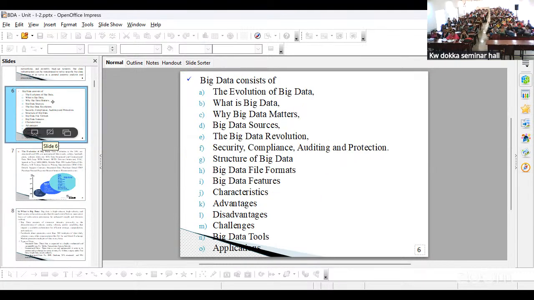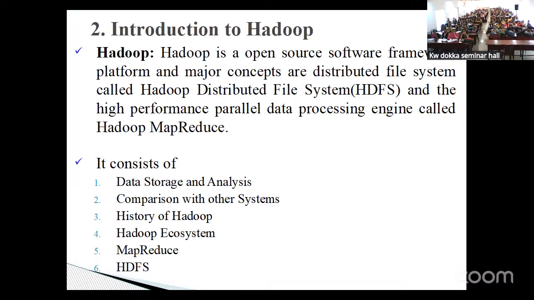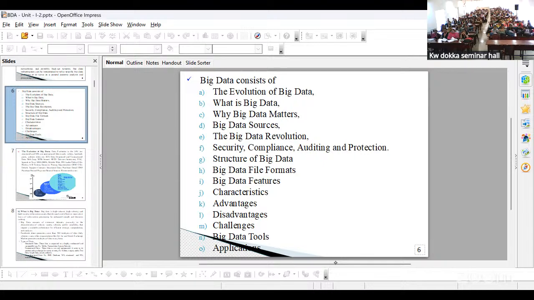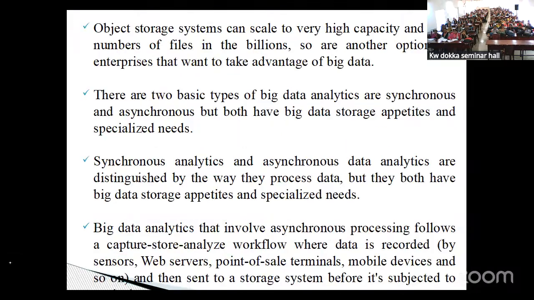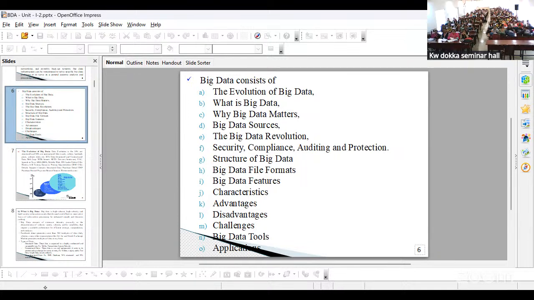Now, what does big data consist of? The evolution of big data. What is big data? A collection of large volumes of data. Why does big data matter? Only if you have large volumes of data can you go for big data. Then you have the revolution, the different sources, and the different security mechanisms and how to prevent attacks.